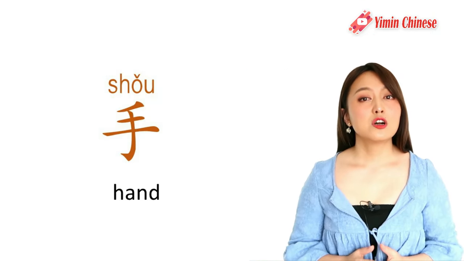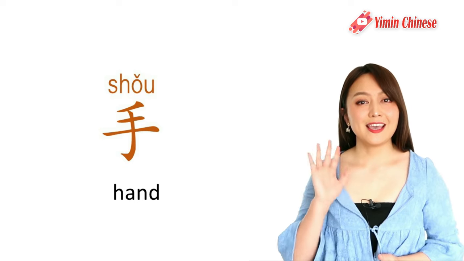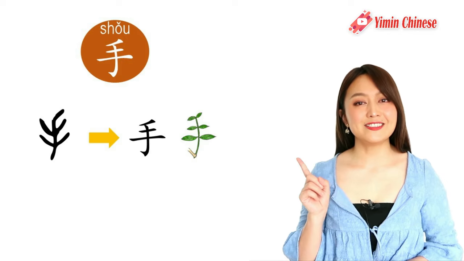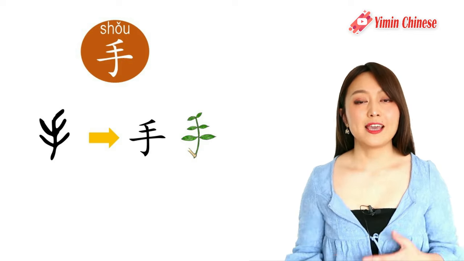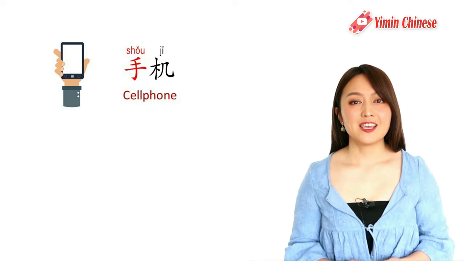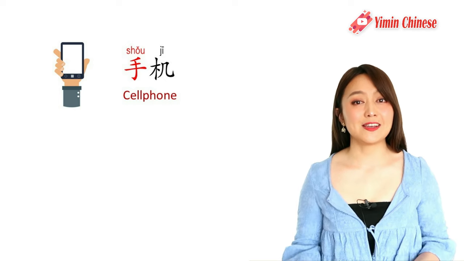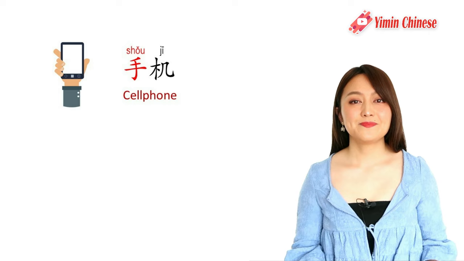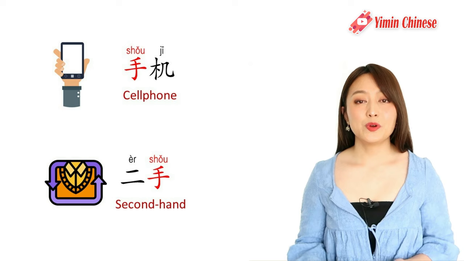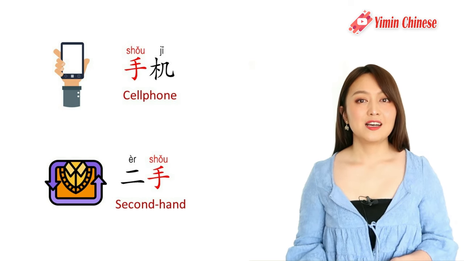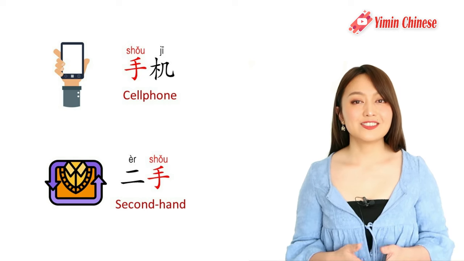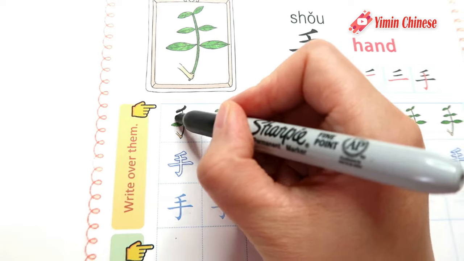Okay, next character, 手. It means hand. This is its ancient look. This is current look. It also forms many commonly used words, such as 手机. It means cell phone, which we are using every day. Another word, 二手. It means second hand. Now let's write the character together.